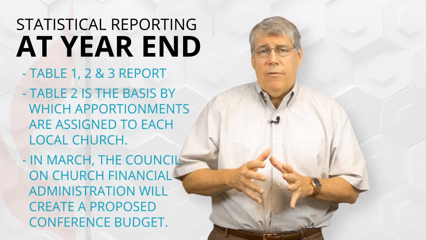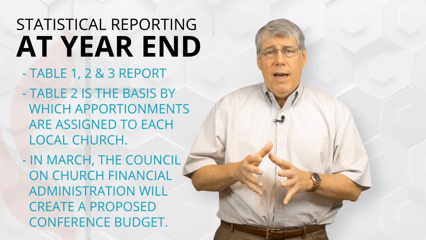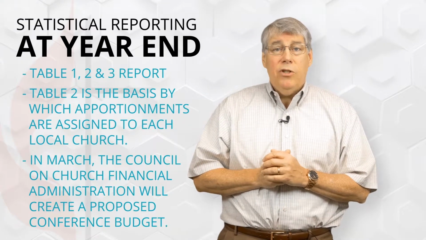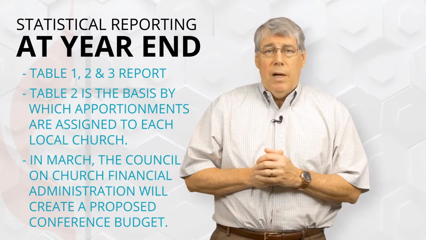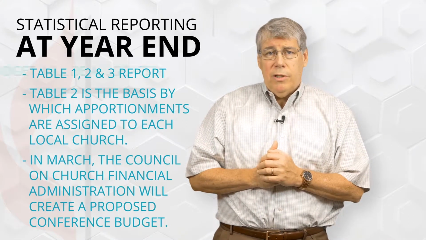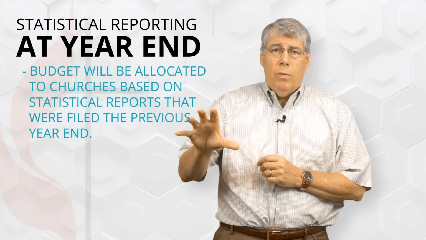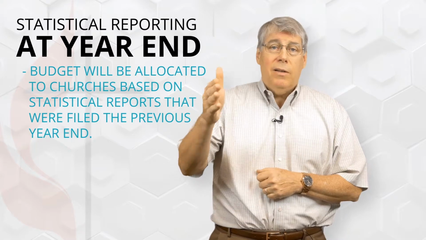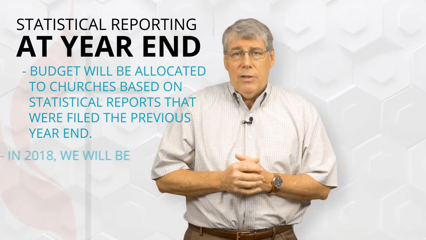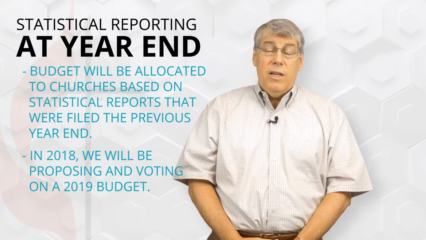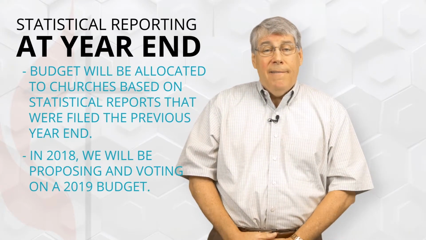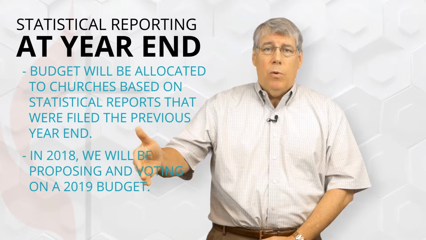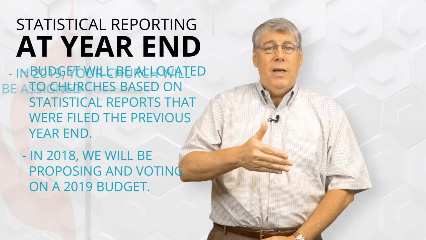In March, the Conference Council and Finance Administration will create a proposed conference budget. That budget will be presented to annual conference session in June of that same year. Once that budget is approved, whether it's amended and approved or just approved straight out, that budget then will be allocated to all of our churches, based on the statistical reports that were filed the previous year end. So for example, in 2018, we will actually be proposing and voting on a 2019 budget. In that 2019 budget, the apportionments will be allocated based on the year-end report that were filed at 12/31/17.